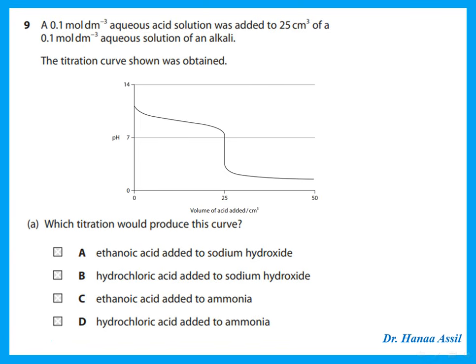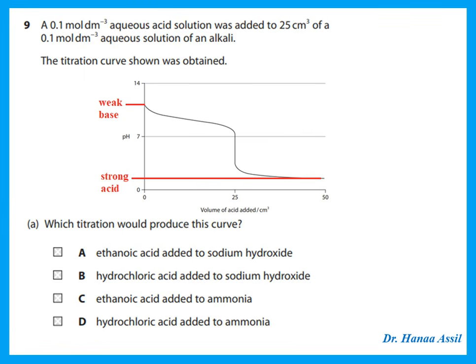A 0.1 mole per decimeter cubed aqueous acid solution was added to 25 centimeter cubed of 0.1 mole per decimeter cubed aqueous solution of an alkali, and he gives me the titration curve for that. Which titration would produce this curve? Well, he's given me a series of acids and bases, and he's asking which of them was used to produce this curve. Let's look at the curve. You can see that the curve starts with a weak base, something around pH 10 or so.